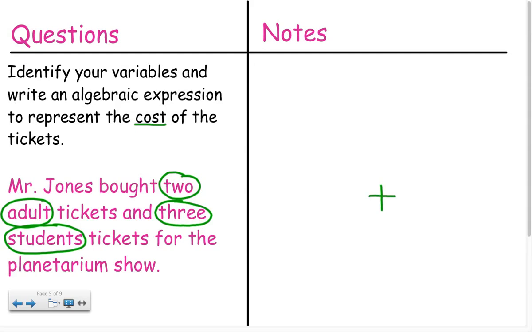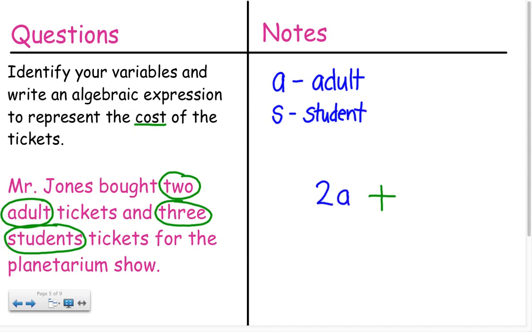Okay, so it first says identify our variables. Well, we know we have adult tickets and student tickets. So we're going to have A represent adult, and we will have S represent student. So the 2 adult tickets plus the 3 student tickets are going to give us our total. And remember, we're writing an expression, so we don't need an equal sign. We don't need to provide an answer.